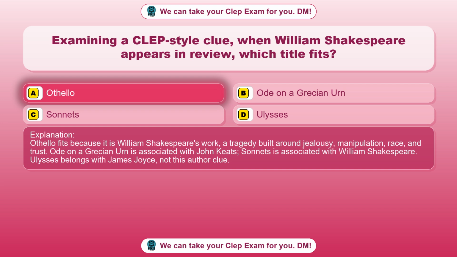Othello fits because it is William Shakespeare's work, a tragedy built around jealousy, manipulation, race and trust. Ode on a Grecian Urn is associated with John Keats, Sonnets is associated with William Shakespeare. Ulysses belongs with James Joyce, not this author clue.